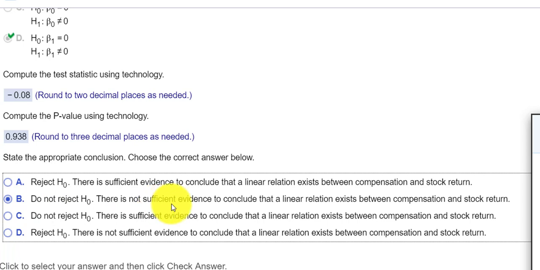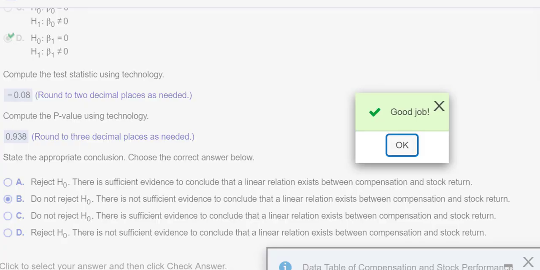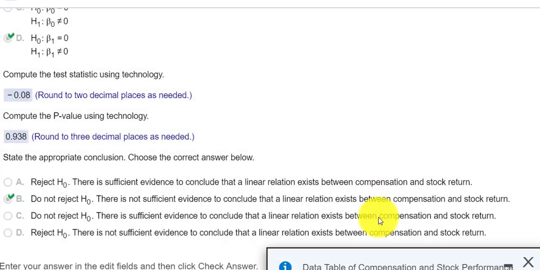There's not sufficient evidence to conclude that a linear relationship exists, right? Because if we're not rejecting H sub 0, the null hypothesis, that means there's a chance that the slope could be 0. For a slope of 0, we're not going to have a linear relationship. Let's take a look. I press check answer, and we get a good job.